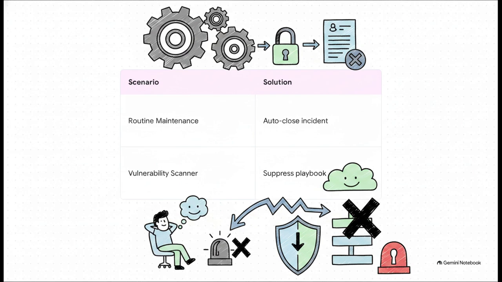Or what about a verified vulnerability scanner probing your network? You can implement suppression logic via a playbook that automatically lowers the severity and suppresses the alert. By automating this stuff, you guarantee that verified routine system tasks never require human intervention again.